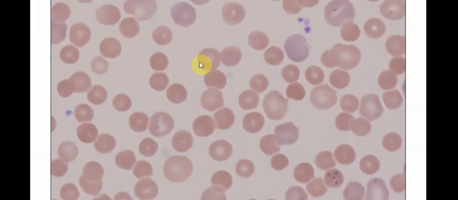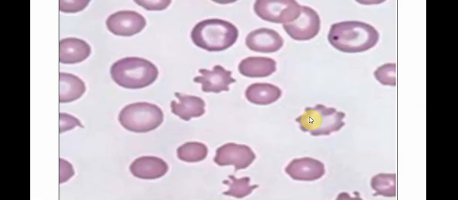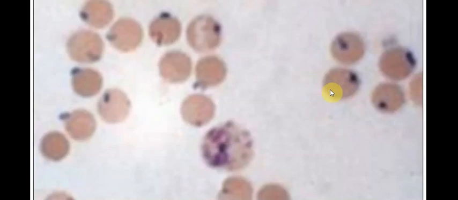You see these round cells with a very small pale area in the center. Some of them do not have any such pale area. These are spherocytes. These cells with spikes outside, these are acanthocytes. Another slide showing Heinz bodies. These are Howell-Jolly bodies.